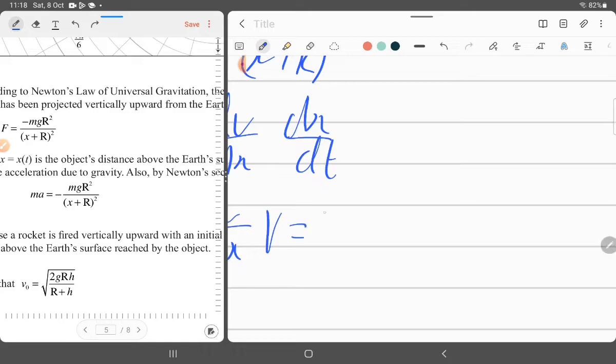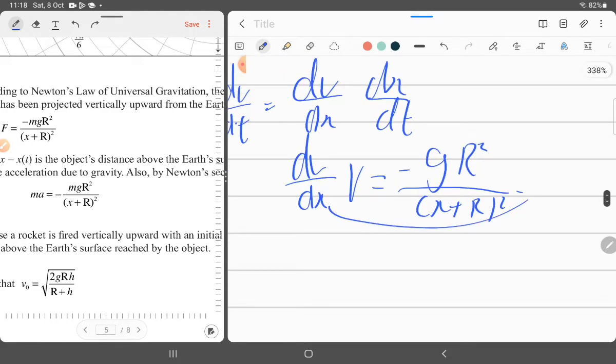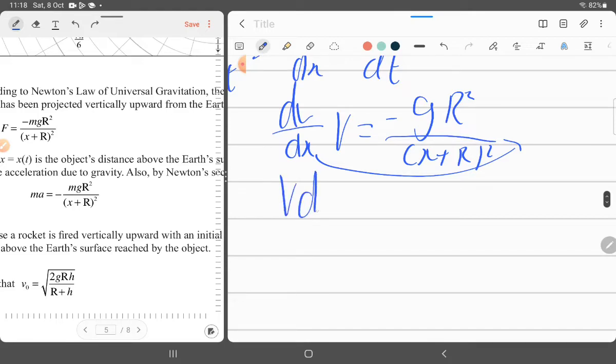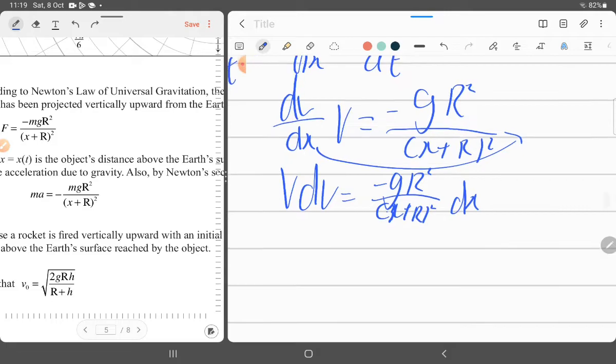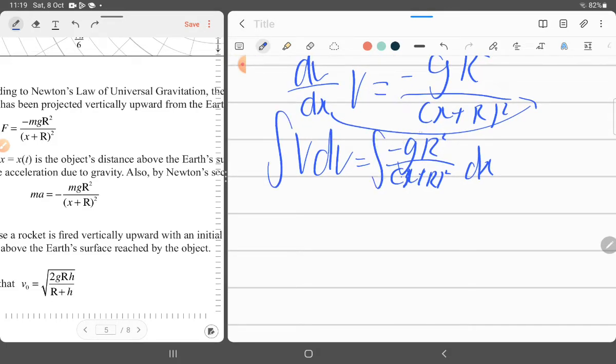minus g r squared over (x plus r) squared. We can just put this on here. So v dv is equal to minus g r squared over (x plus r) squared dx. Integrate both sides with respect to each other. So half velocity squared is equal to, I think we can just reverse chain rule it, g r squared over (x plus r) plus c.